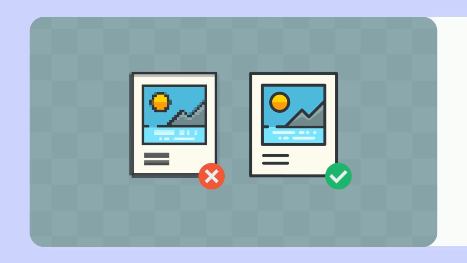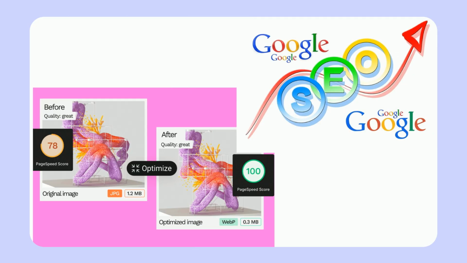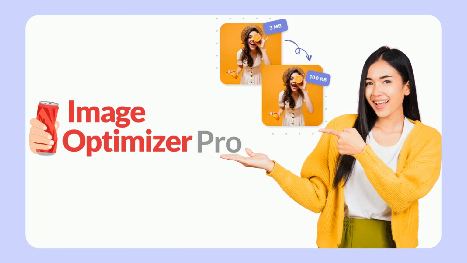Optimized images mean better Core Web Vitals, faster mobile load times, and higher Google rankings. It's an easy win. So if you're serious about your Wix site speed and SEO, stop uploading bulky images and start optimizing them with tools like Image Optimizer Pro.